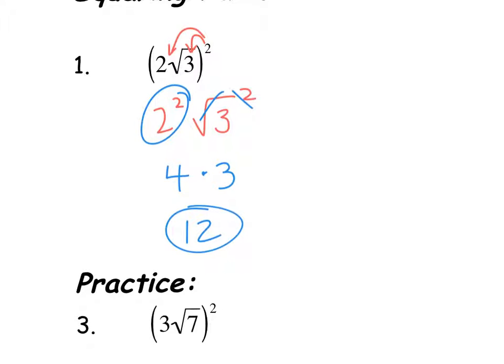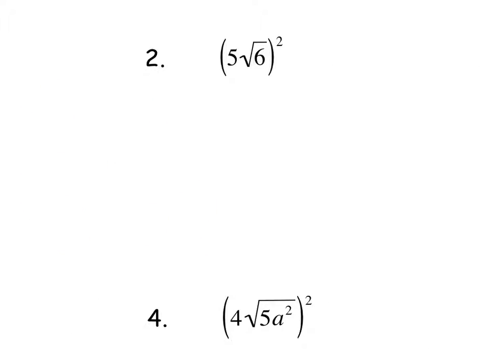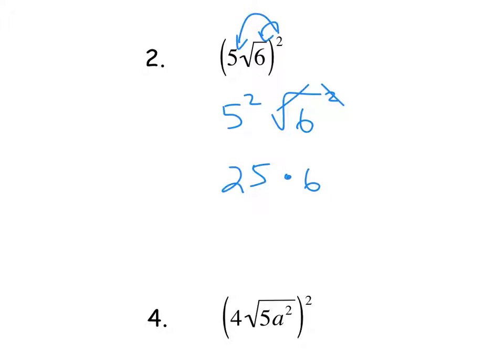So on the second one, I square the 5, so I write 5 squared. I square the square root of 6. 5 squared is going to become 25. The square root of 6 squared, the square and the square root cancel, becomes just plain old 6. 25 times 6 is 150, and I'm done. Okay?